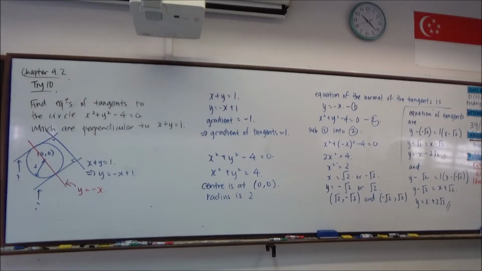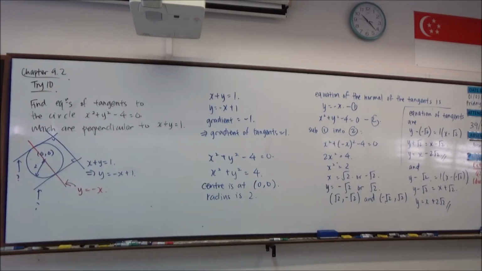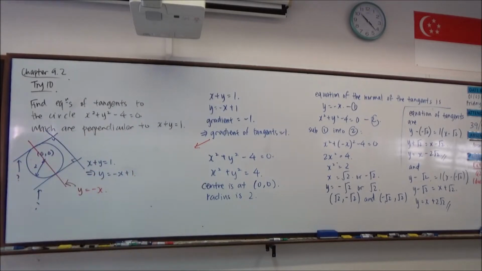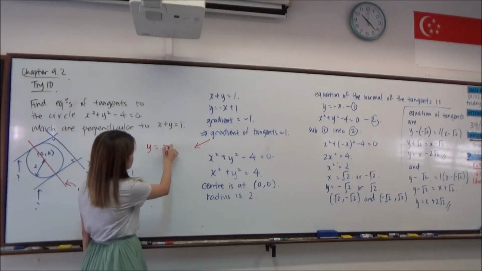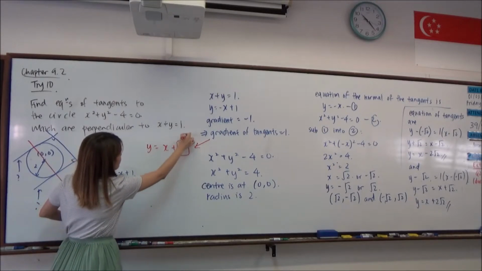Okay, another method that you could do, which was what I originally had in my notes, is that at the point whereby I found the gradient of the tangents, I will know that the equations of the two tangent lines will have to form a linear equation, so y equals x plus some constant k. Do you agree? The tangents will have to obey that equation, whereby the gradient is 1. So we know that the tangents will definitely intersect with the circle. I just need to find out what this constant k is.